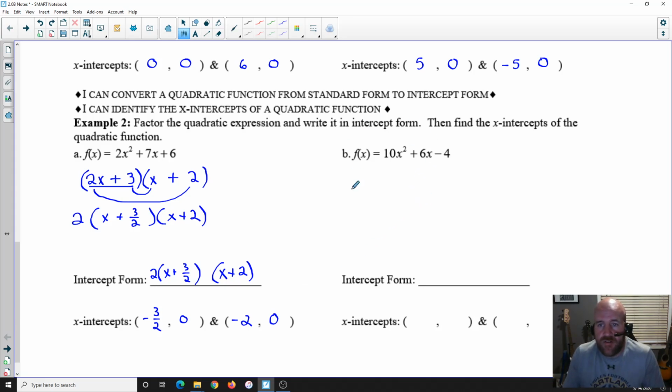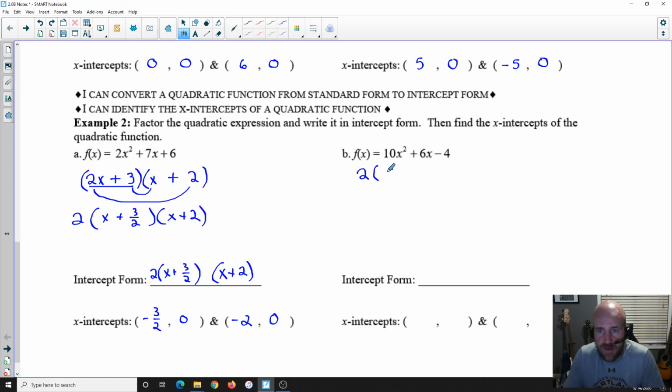All right, so let's go ahead and try this next one. So we have a 10, a 6, and a negative 4. Well, all those are divisible by 2. So it's going to make it easier if we divide by 2. I'm dividing everything by 2, but we have to have that 2 out front. Okay, we can't just get rid of it.